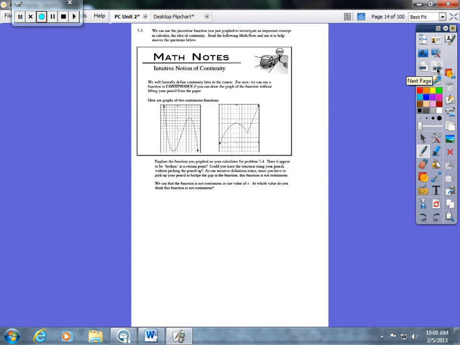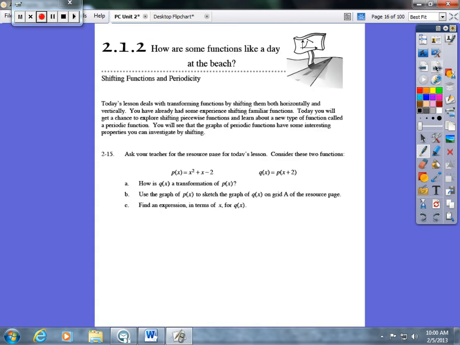And there are some math notes on what it means to be continuous. We'll talk more about that in section 2.1.2.